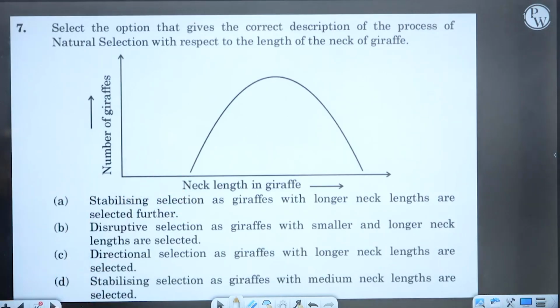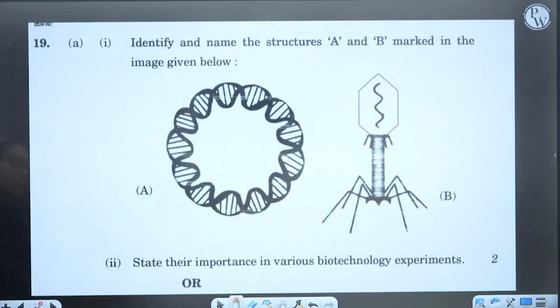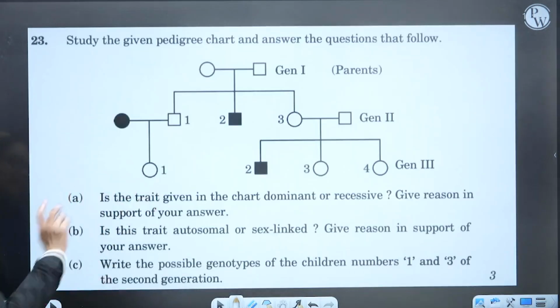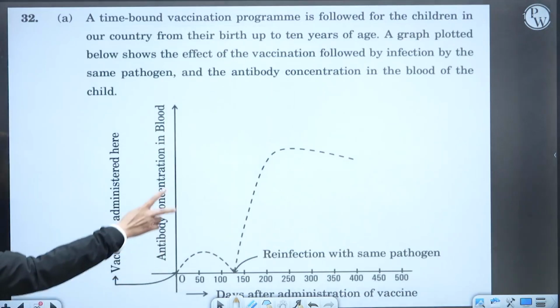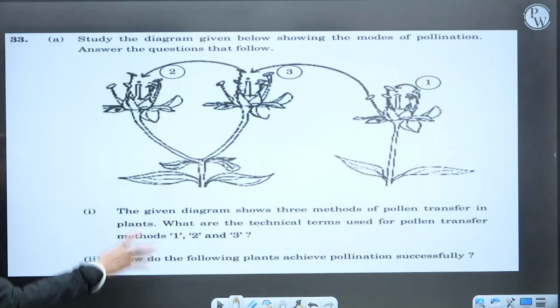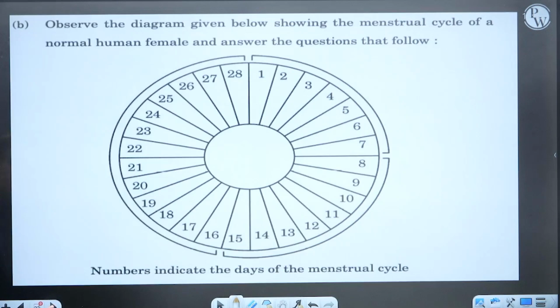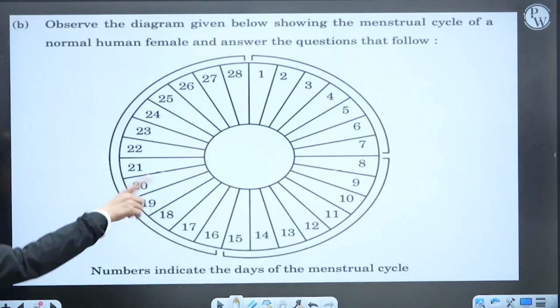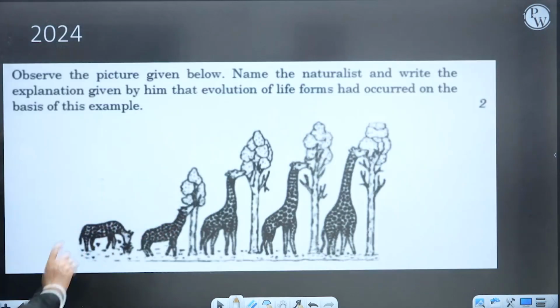This is the natural selection and human reproduction part, plasmid bacteriophage application in biotech. Then they have given this pedigree analysis, primary secondary response in human disease chapter. Then this is the pollination part, menstrual cycle, question from the menstrual cycle. Then this is from evolution.